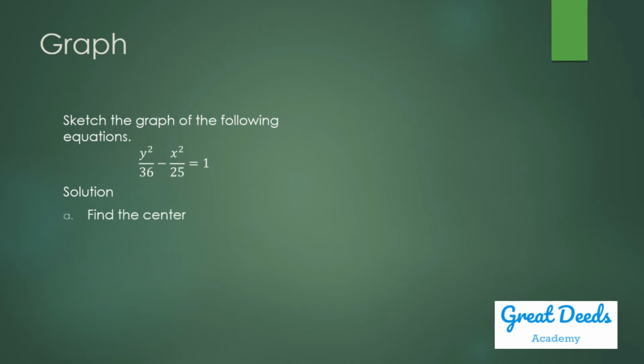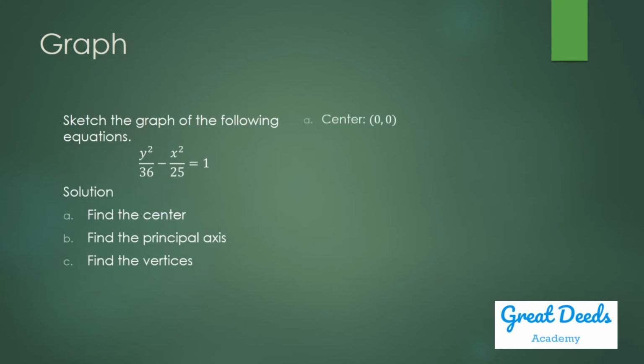Well, first we must find the center. And then after finding the center, we must establish the principal axis. Is it vertical or is it horizontal? Knowing the principal axis, which can be either horizontal or vertical, will suggest to us the orientation of the hyperbola. Then find the vertices. Again, our goal here is not to produce a near perfect sketch of the graph. We just want to visualize the hyperbola that is defined by this equation.